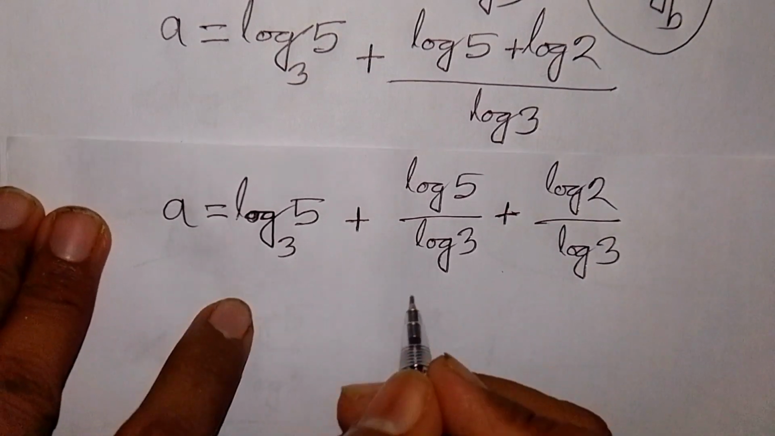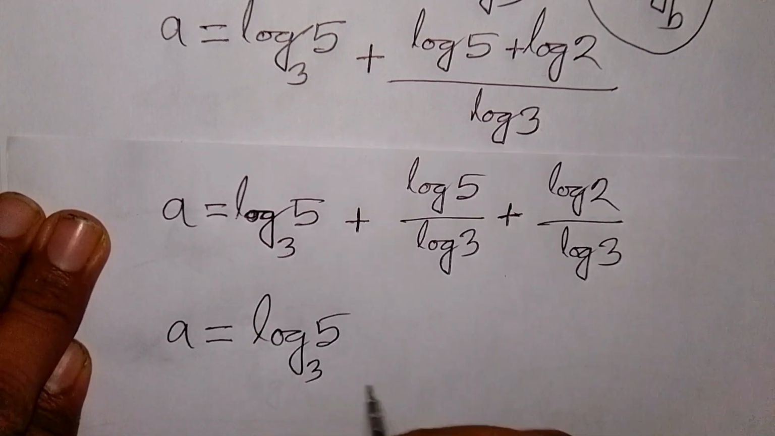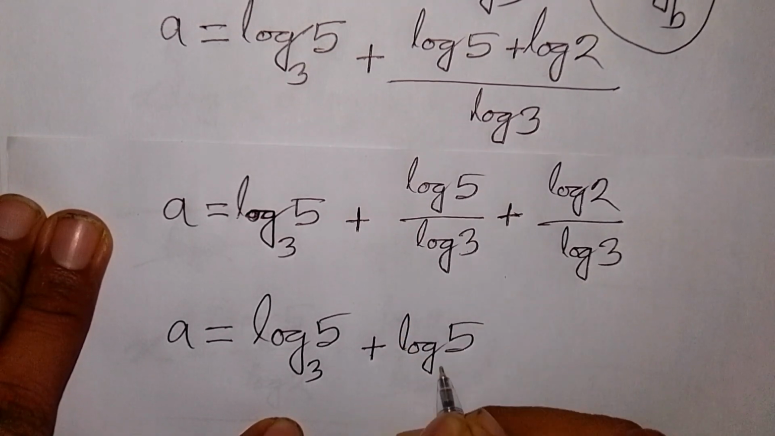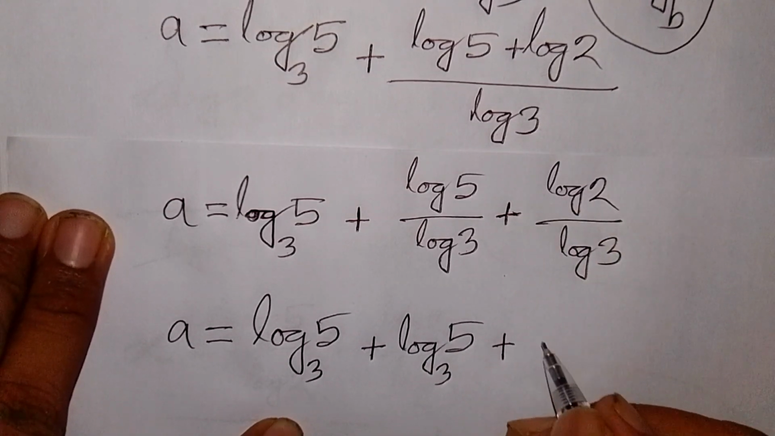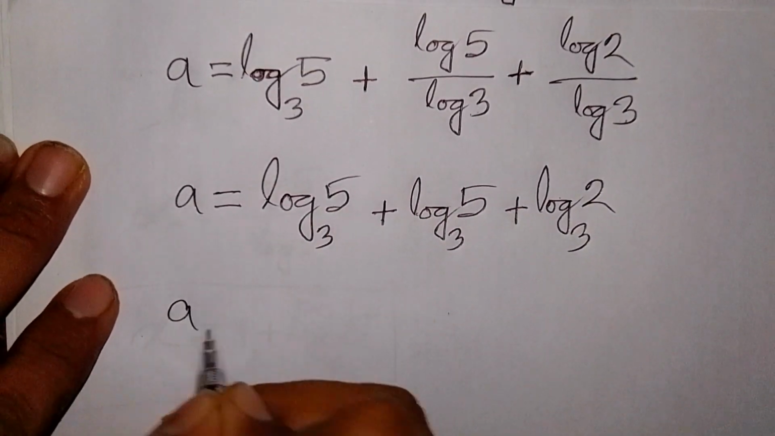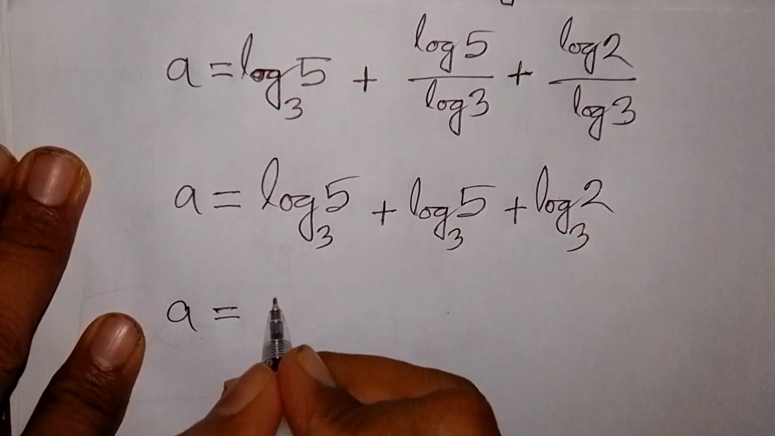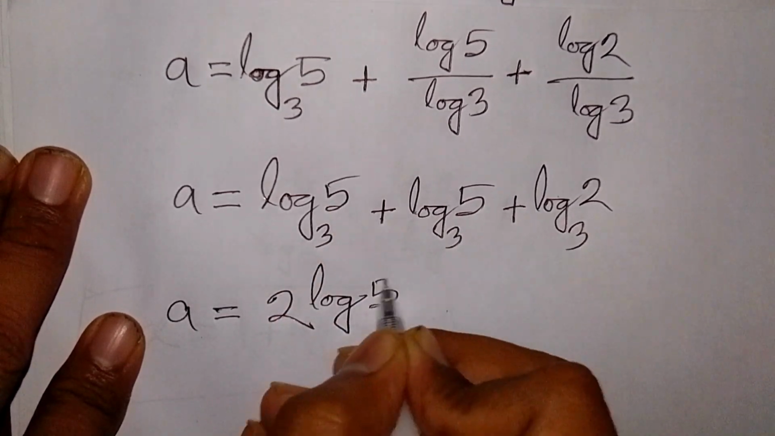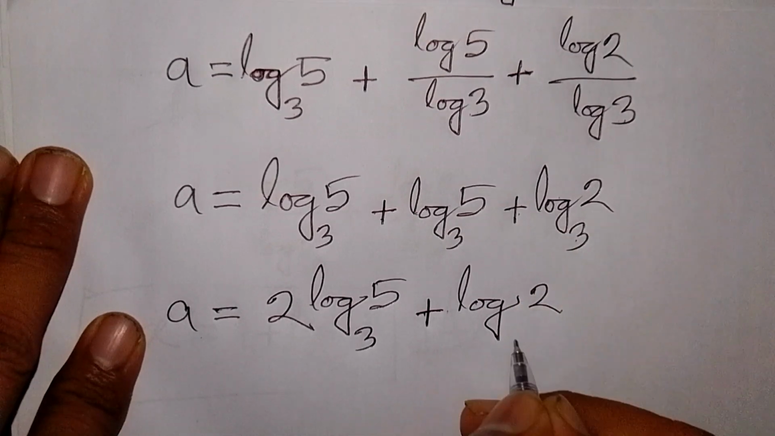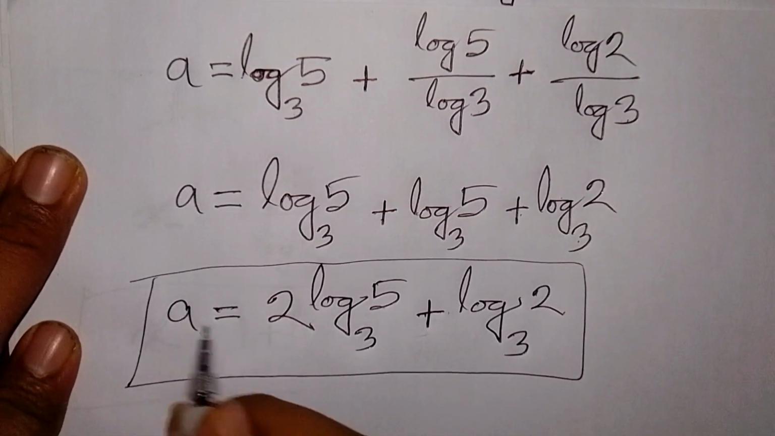Now we have a is equal to log 5 base 3 plus log 5 over log 3, which is the same as log 5 base 3, then plus log 2 over log 3, which is the same as log 2 base 3. Now we have a is equal to log 5 base 3 plus log 5 base 3, so it will be 2 log 5 base 3, then here plus log 2 base 3. So this is the value of a, so this is our final answer.